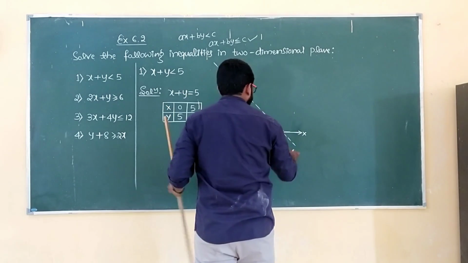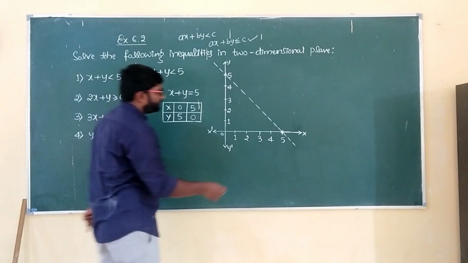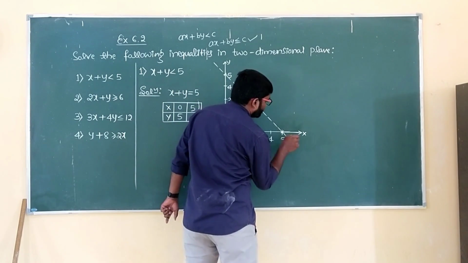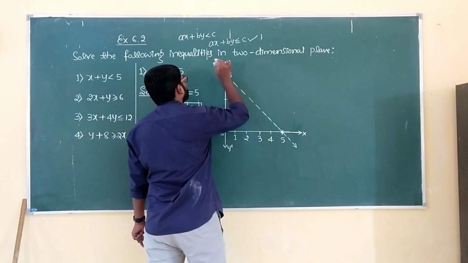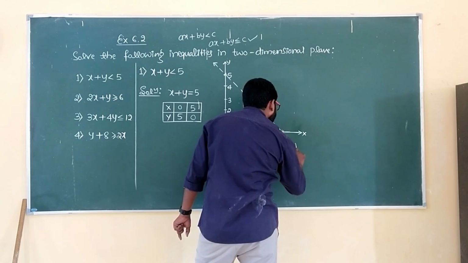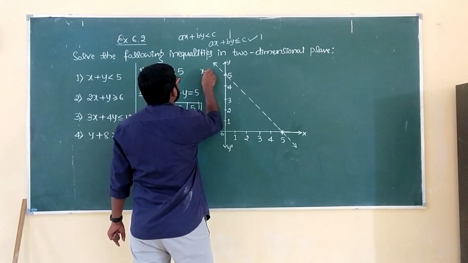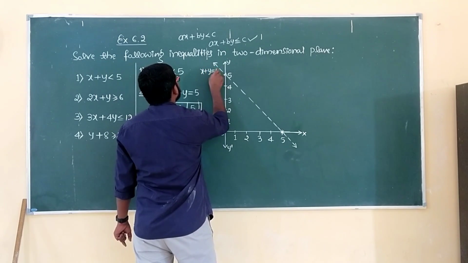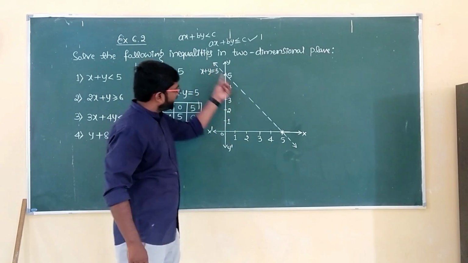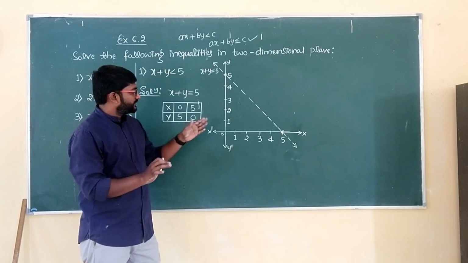So for this line, on both the sides we need to put the arrow mark, and on this line we have to write the equation. What is the equation now? x plus y is equal to 5. So for this line, the equation is x plus y equal to 5. So this is the procedure now.